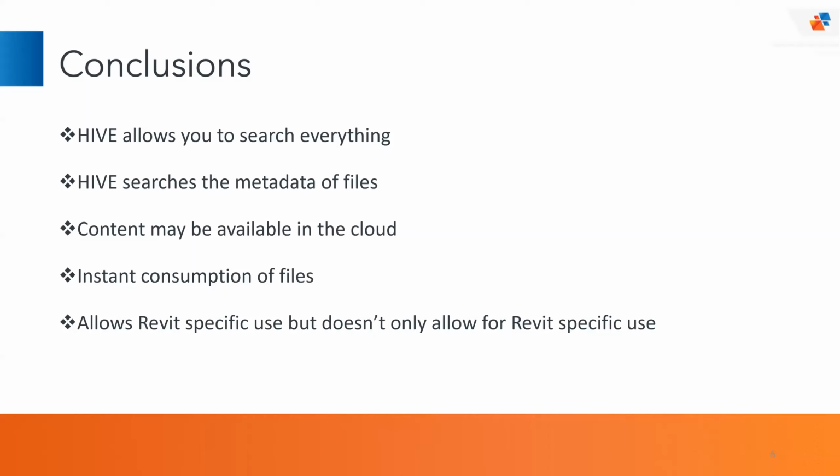It also allows Revit specific use, but doesn't only allow for Revit specific use. It is a Revit tool that definitely can be used as we saw, searching for the different content and then filtering out what we need. But on the other side, we saw where you could utilize PDFs, AutoCAD elements, and also Excel, different file types, which you can also search, use, and utilize during your projects.